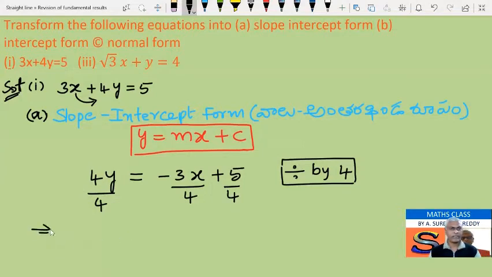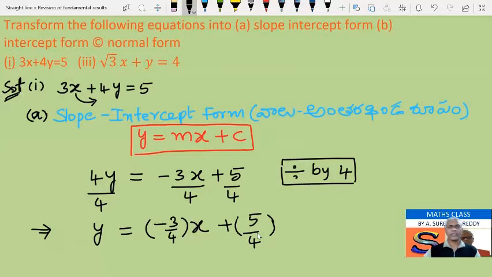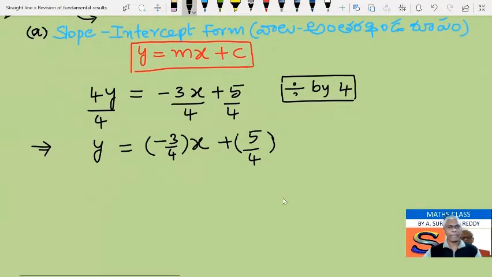So we get y on the left side and minus 3 by 4 into x, that is mx, and 5 by 4, that is c. So now this is in the form of y = mx + c. This form is called slope intercept form, where the x coefficient minus 3 by 4 is the slope, that is m value, and 5 by 4 is the y intercept.